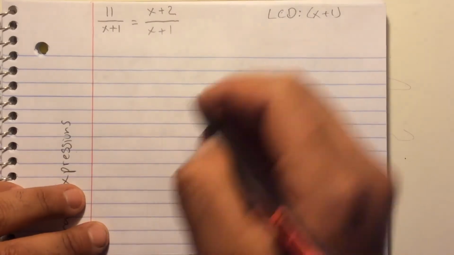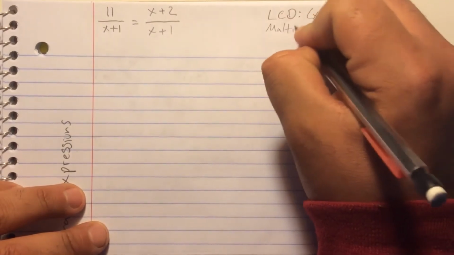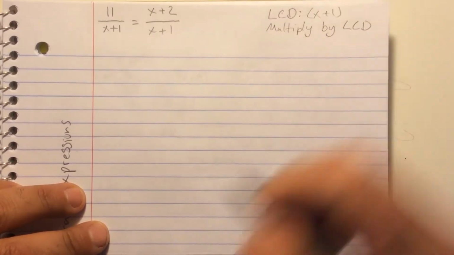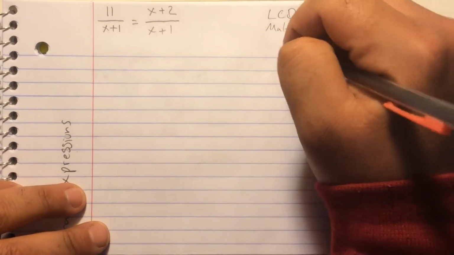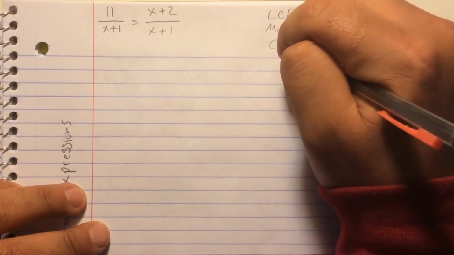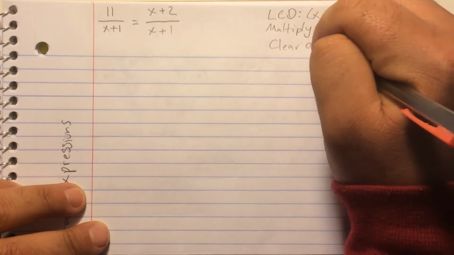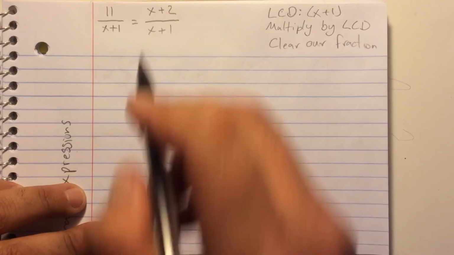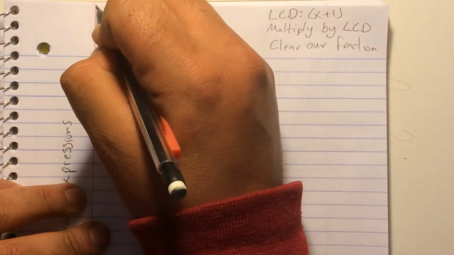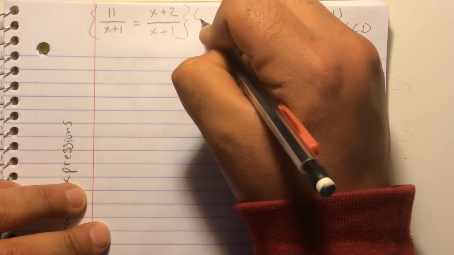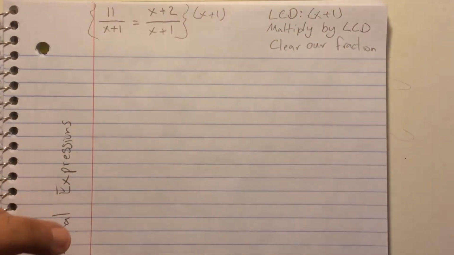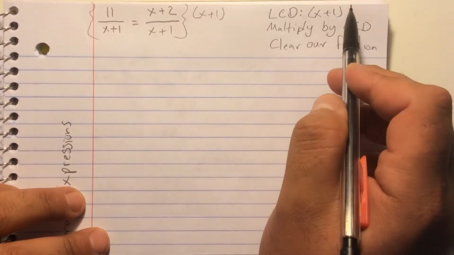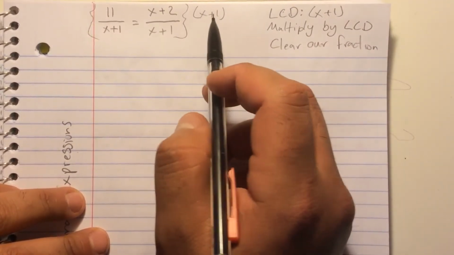Same thing that we did before, we're going to multiply by the LCD. The reason we're doing that is because we're going to clear our fraction. Go ahead and do our little brackets here, and we're going to multiply by our x plus 1. This is a little less work than the other ones we've done because it's just one LCD instead of two expressions. We only have one expression, which is our x plus 1.